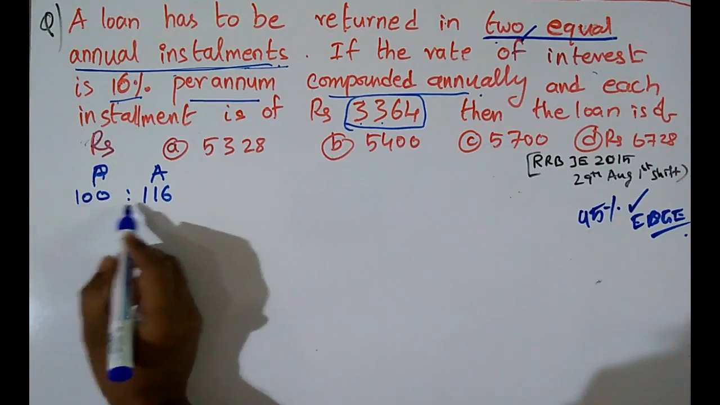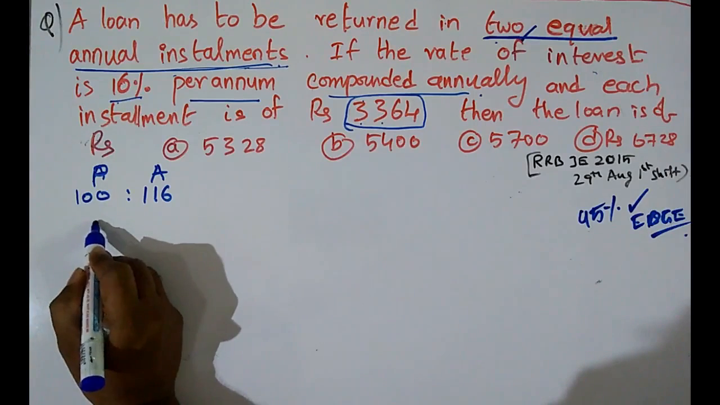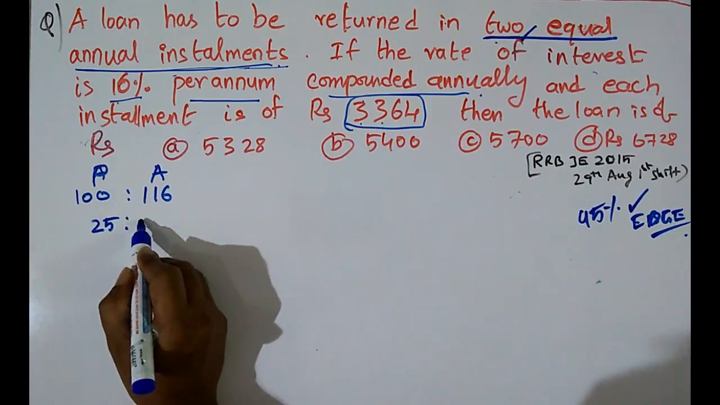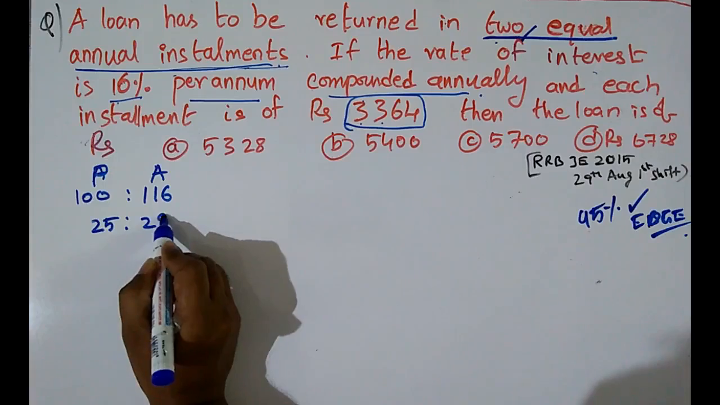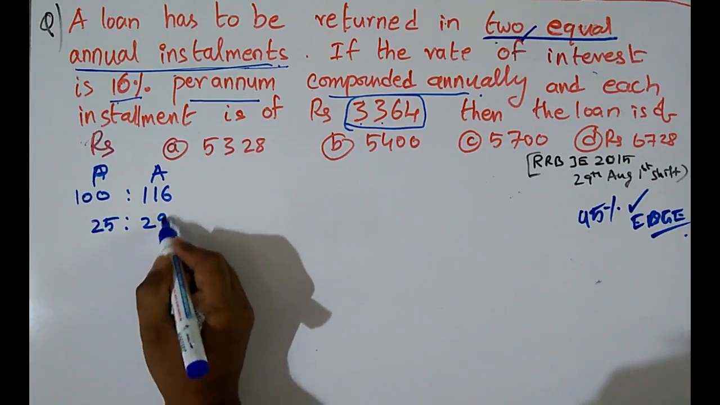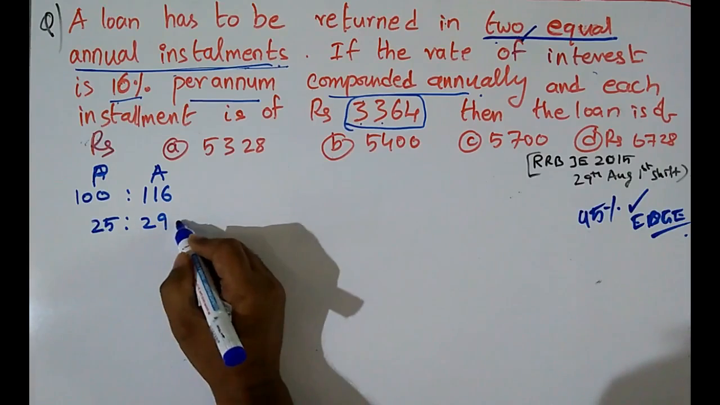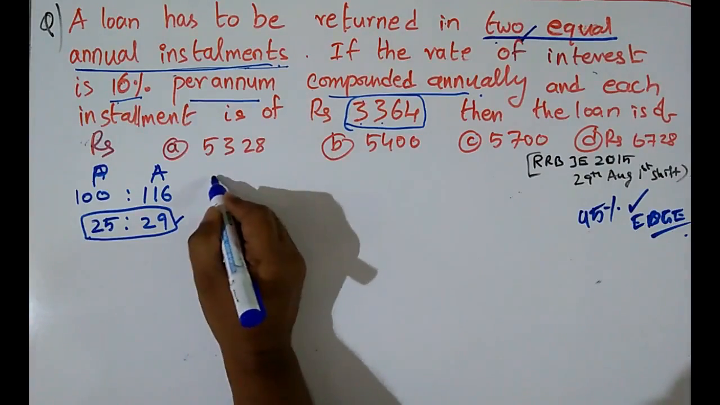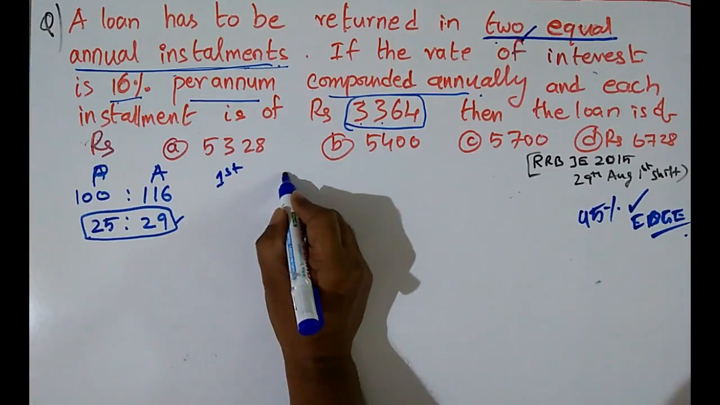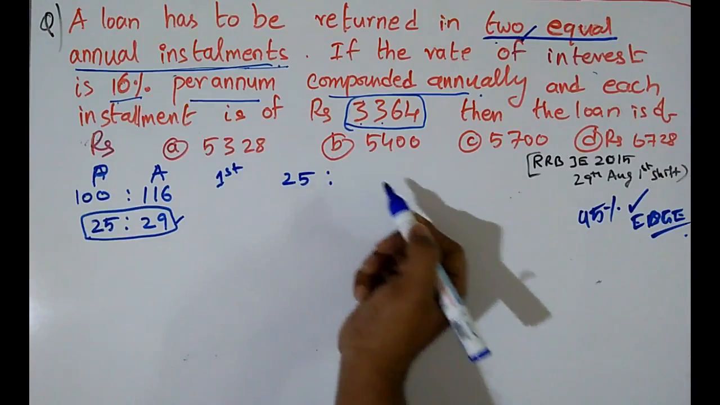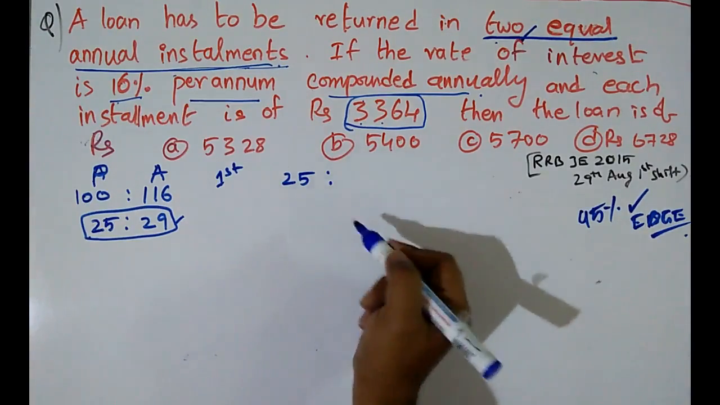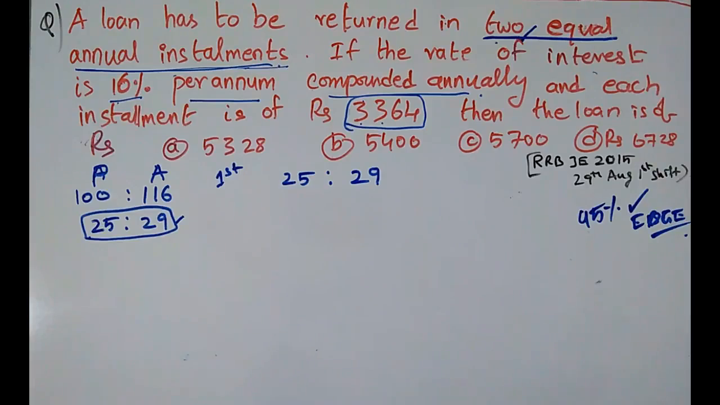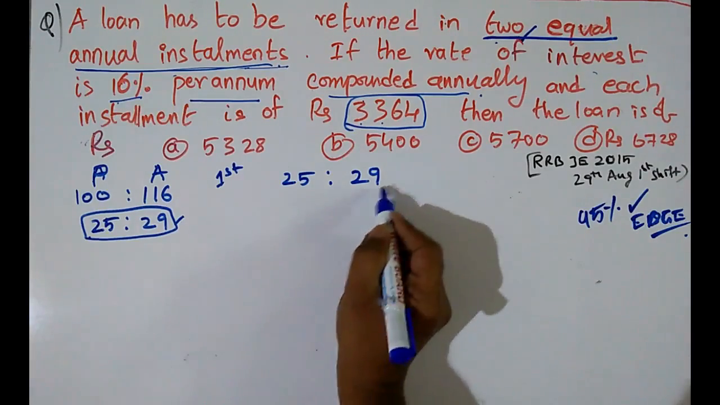Okay, friends, I will reduce this 100 to 25. 4 25s are 100, 4 29s are 116. So I take this ratio as the base ratio for the first year. In the first year, if you take 25 rupees as a loan, then you are going to pay 29 rupees including the interest and also the principal. Okay friends, let it be there.